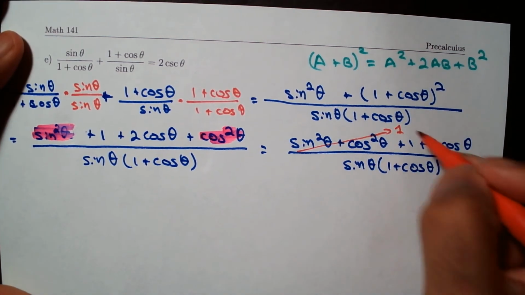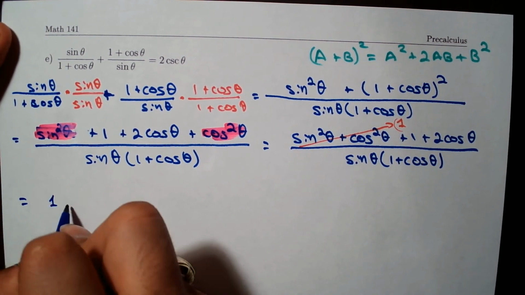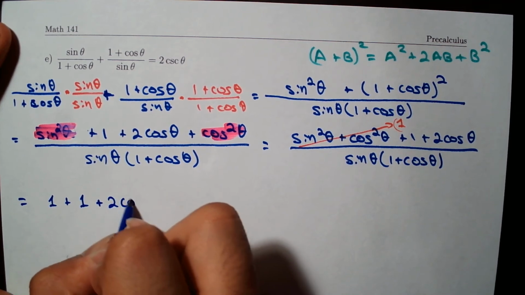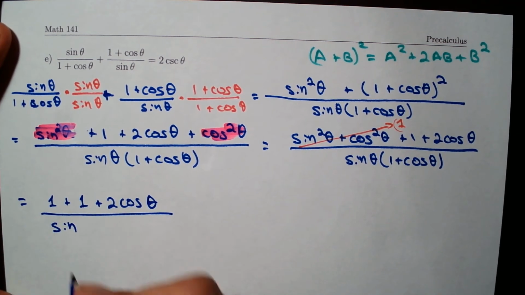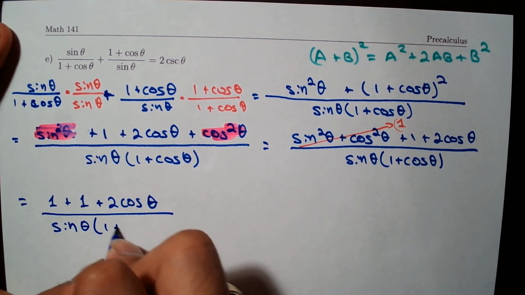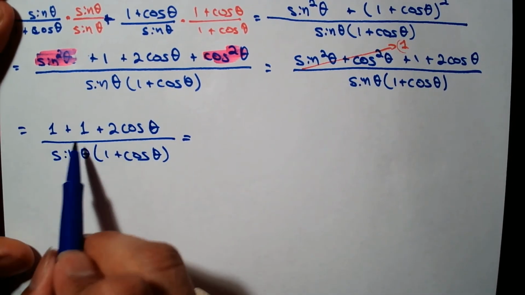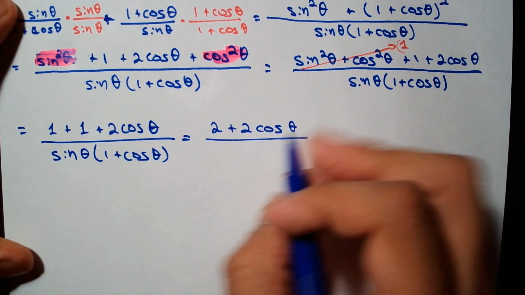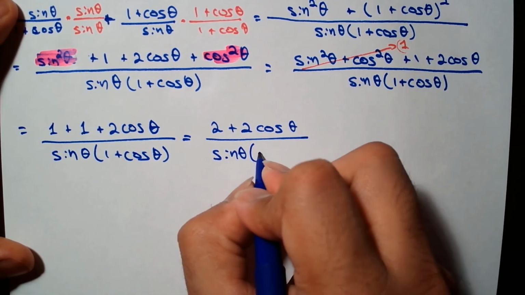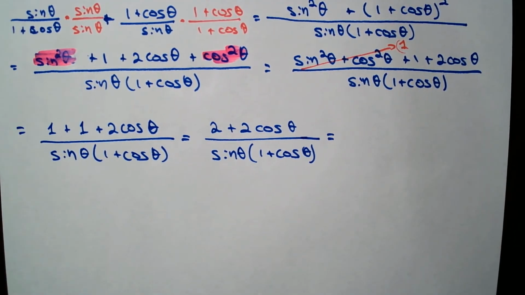1. So that 1 plus that 1, well, let me actually just write them. 1 plus 1 plus 2 cosine theta over sine theta times 1 plus cosine theta. I'm going to combine these two ones. 1 plus 1 equals 2, plus 2 cosine theta, and sine theta in the denominator times 1 plus cosine. That doesn't change this at all. All right, now what's the next trick? We're almost done with this one.